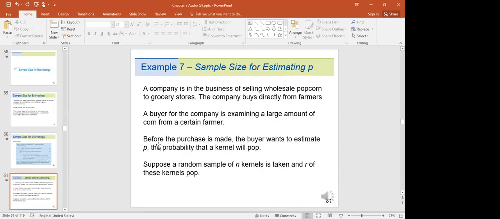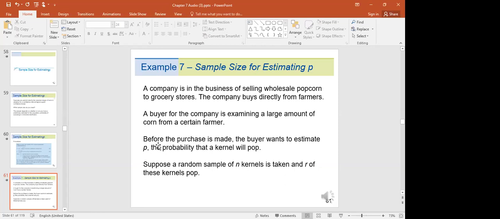Let's look at an example. A company is in the business of selling wholesale popcorn to grocery stores. The company buys directly from farmers. A buyer of the company is examining a large amount of corn from a certain farmer. Before the purchase is made, the buyer wants to estimate P, the probability that a kernel will pop.